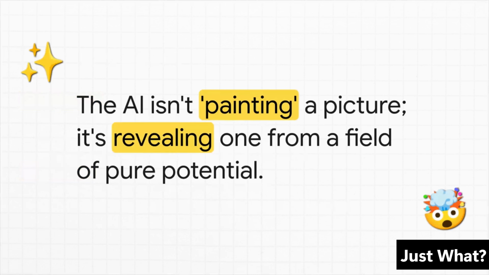So if there's one thing you take away from all this, let it be this. The AI isn't really painting a picture on a blank canvas. It's actually starting with a field of pure potential, that random noise, and it's carefully carving away the chaos to reveal the image that your prompt guided it to find. It's more of a process of discovery than it is creation from scratch.